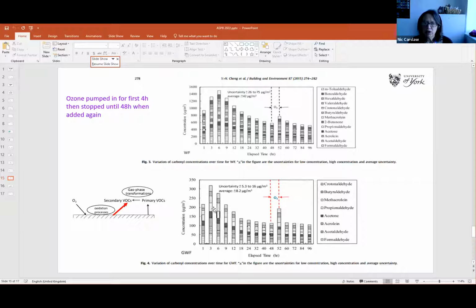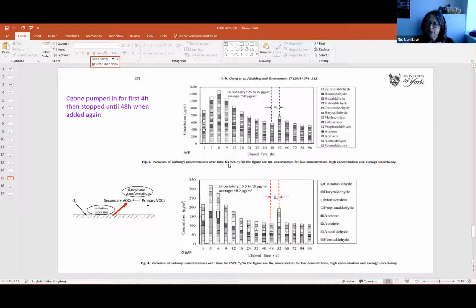So you can see for both of these plots, you get the increase at the start as they're adding the ozone. And then once they turn the ozone off, you get a decay. And that's the same in both of them. And then you can see at 48 hours, when they turn the ozone back on again, you get another increase in the formation of these aldehyde species, which are all listed here. But notice that whereas the traditional materials are peaking at about 1500 micrograms per meter cubed up here, the green alternatives are peaking at closer to 300. So it does indeed look as if those secondary emissions are much lower for the green materials.